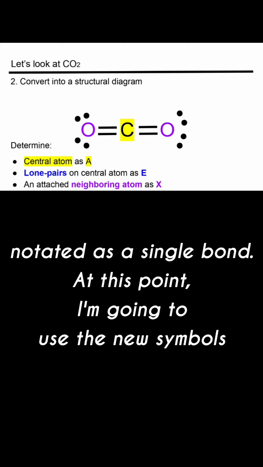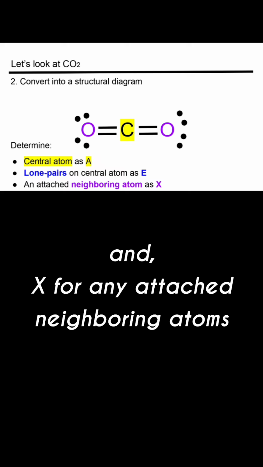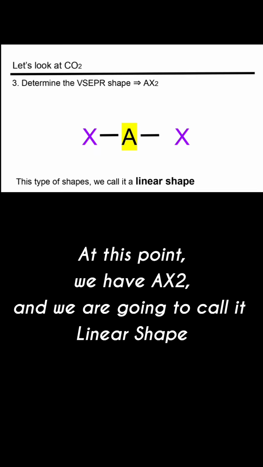At this point, I'm going to use new symbols. I'm going to use A for central atom, E for any lone pairs around the central atom, and X for any attached neighboring atoms. Using those new symbols, I'm going to create the VSEPR shape. At this point, we have AX2 and we are going to call it linear shape.